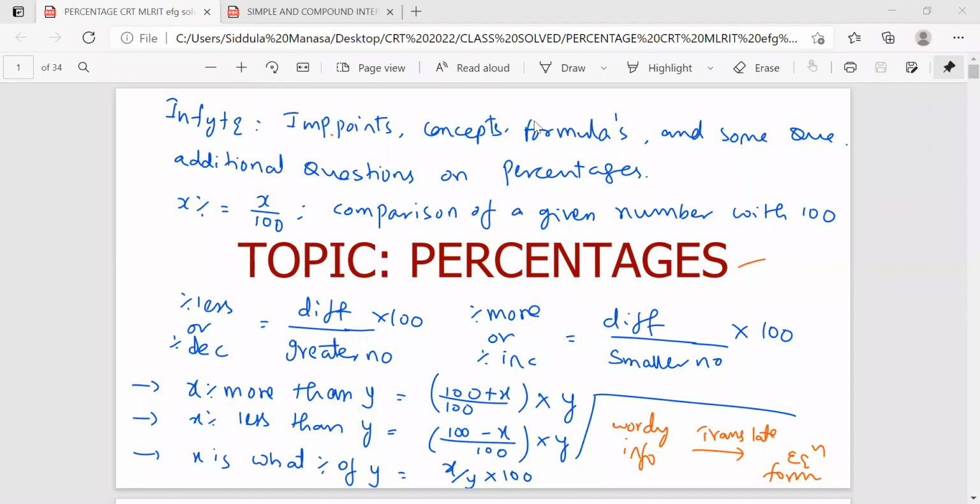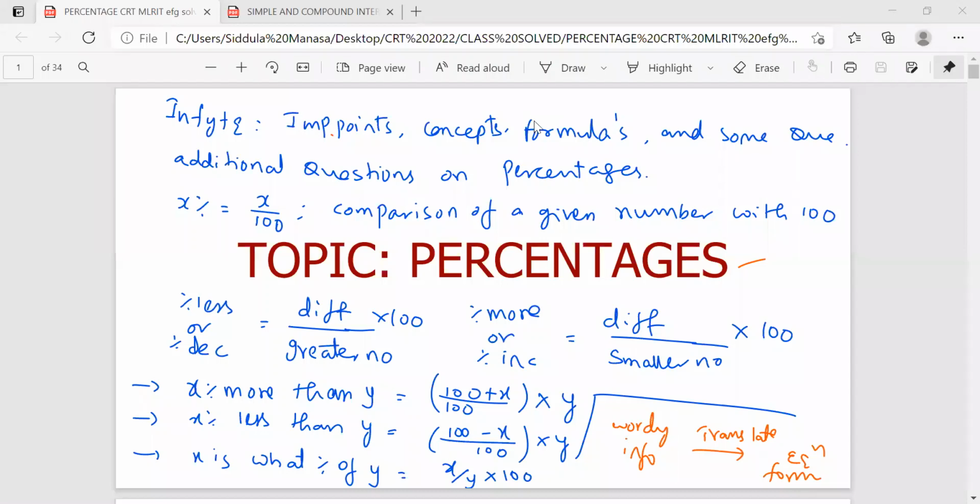So in the previous class, we discussed percentages, some questions. In InfiniQ only, we discussed the important points, concepts, and formulas. Some additional questions also we have done in the previous class. I think 4 or 5 questions are still remaining. We are going to complete that. After that, we'll move on to the new topic, simple interest and compound interest.